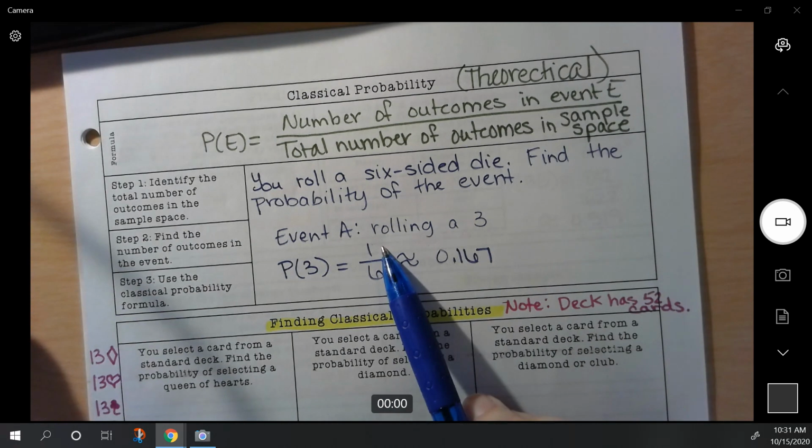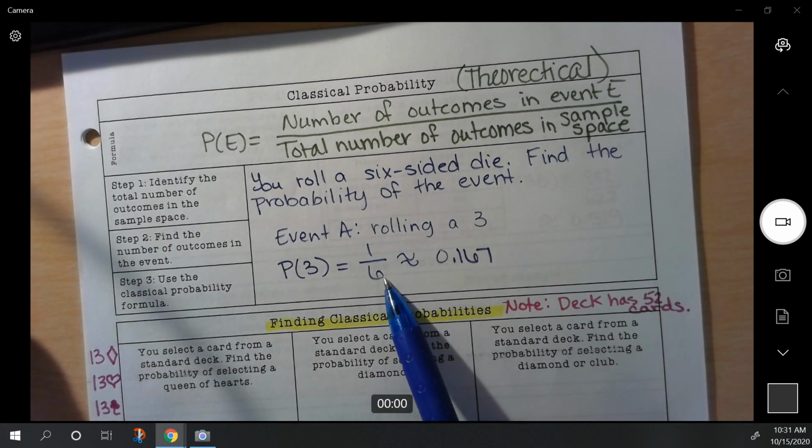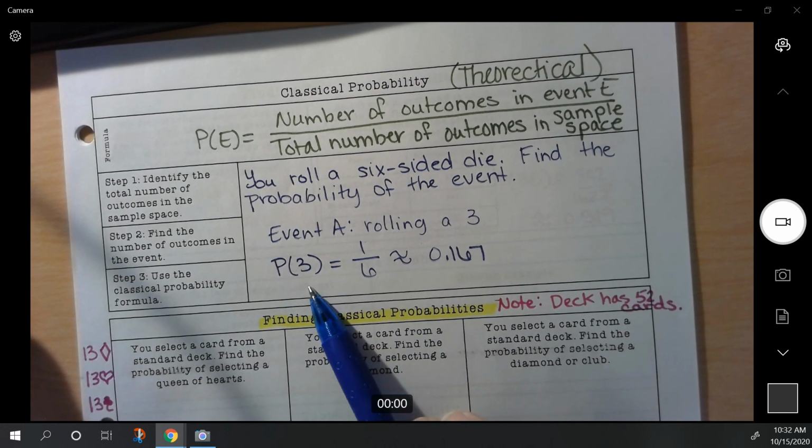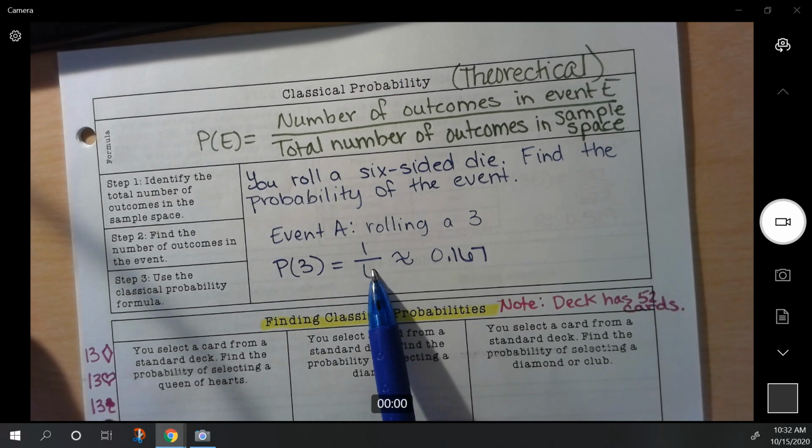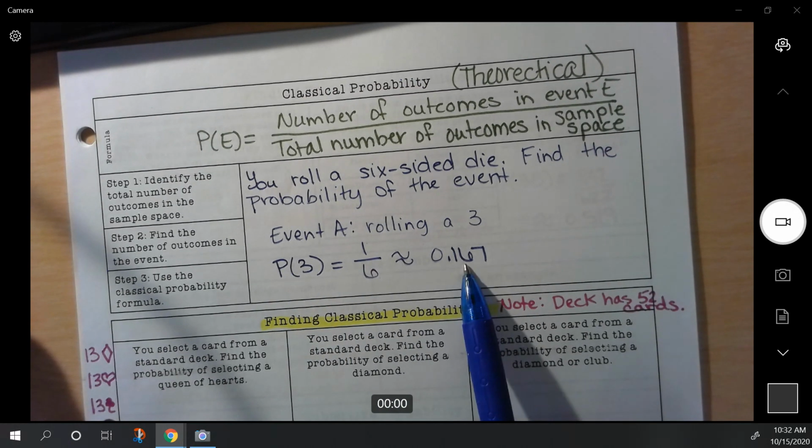So there's only one chance out of those 6 sides to get a 3. So that's your probability of the event. And then 6 is the number of different sides that you could have chosen from. So there are 6 sides, therefore 6. So our probability of a 3, this is how we read it, probability of 3 is equal to 1 divided by 6, or 0.167.